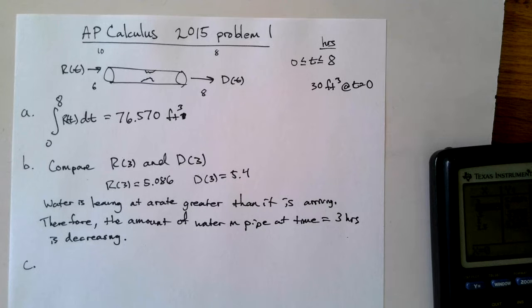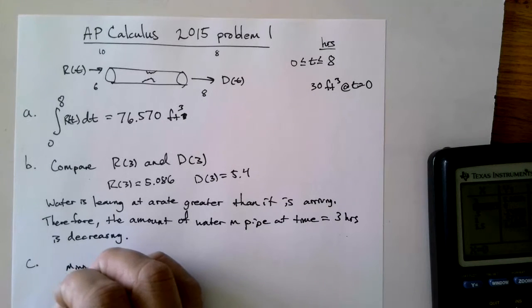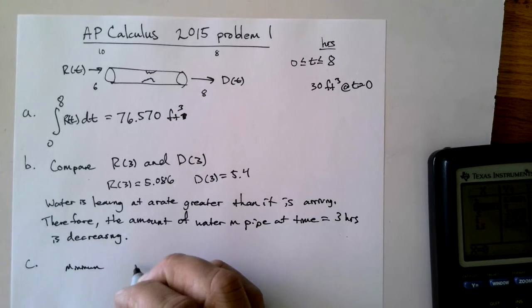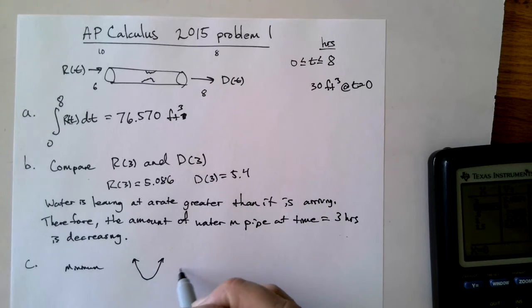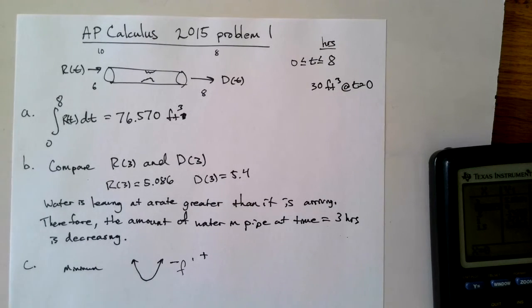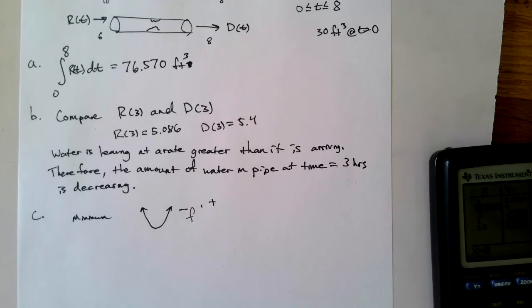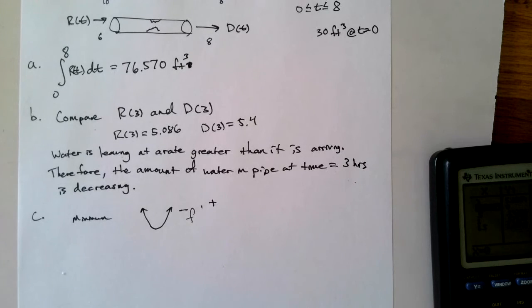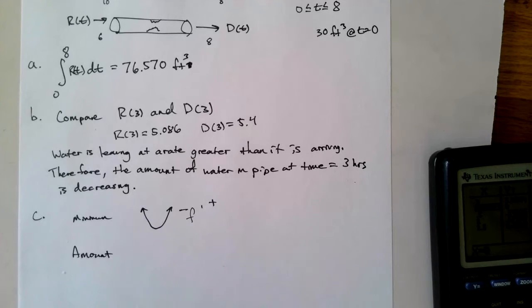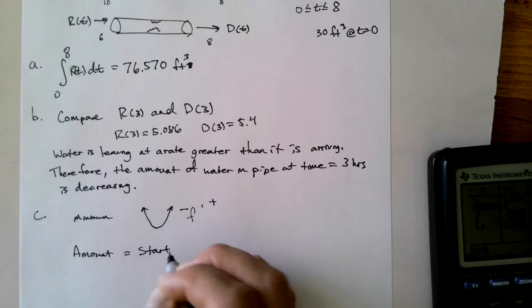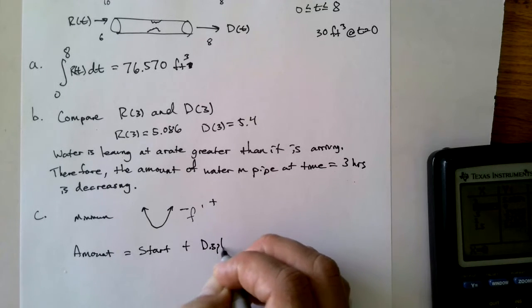Problem C says, at what time is the amount of water in the pipe at a minimum? Minimum. Well, you remember that minimums occur when the derivative f prime changes from negative to positive. All right? So we can look at the derivative of this thing, but first let's look at the amount. The amount of water in the pipe is going to be equal to the start plus the displacement.